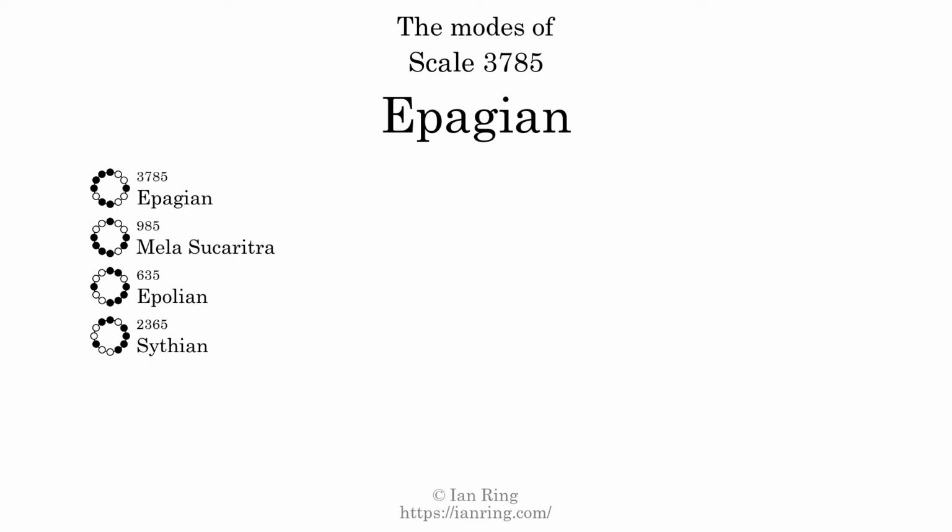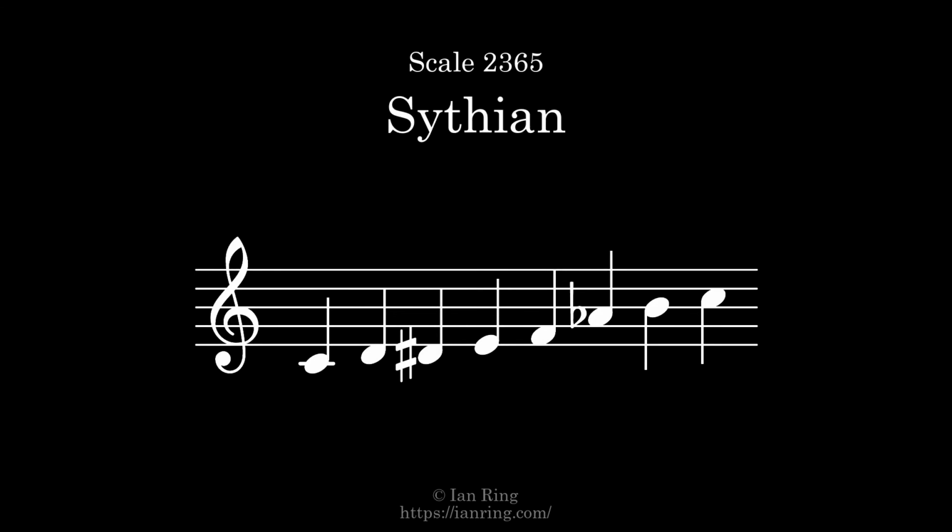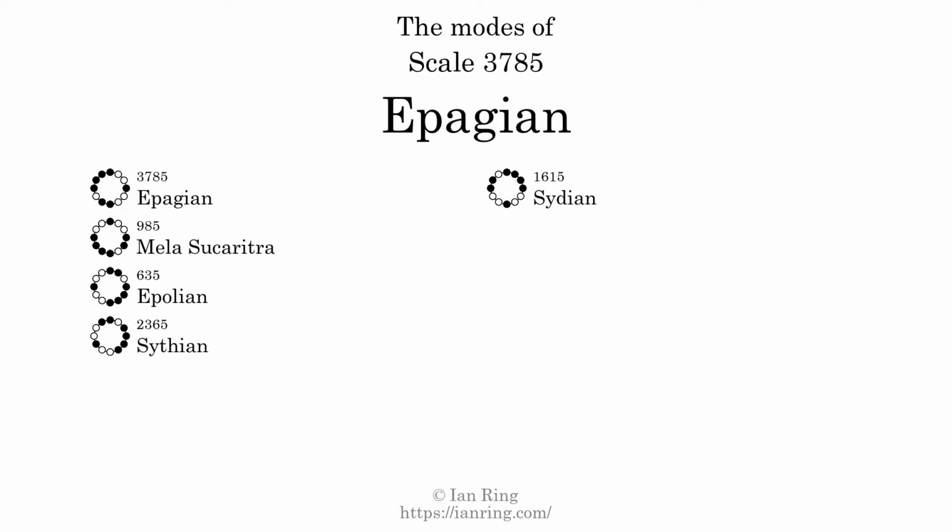The fourth mode is scale 2365, also known as Scythian. It sounds like this. The fifth mode is scale 1615, also known as Scythian. It sounds like this.